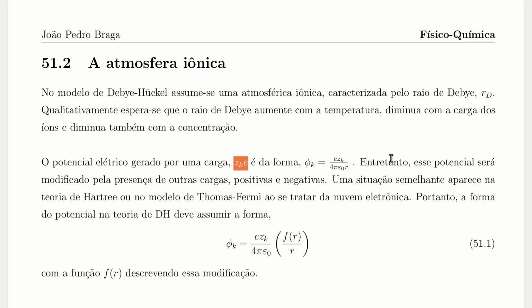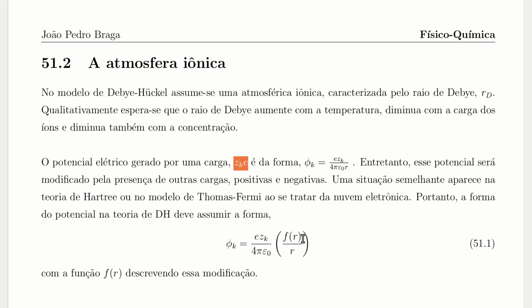Debye-Hückel tried to modify this form of the potential by introducing a function f of r that will shield the interaction between the other ions and the central particle. If you may realize, we have dealt with that before in the Hartree theory or in the Thomas-Fermi atom. The goal here is to calculate this function f of r.